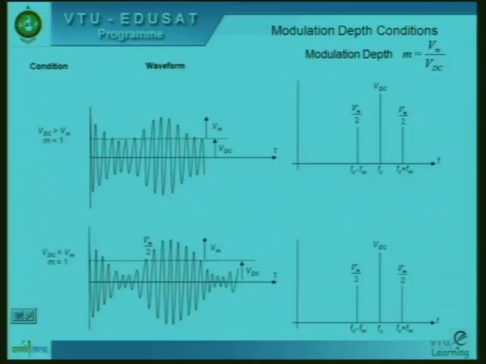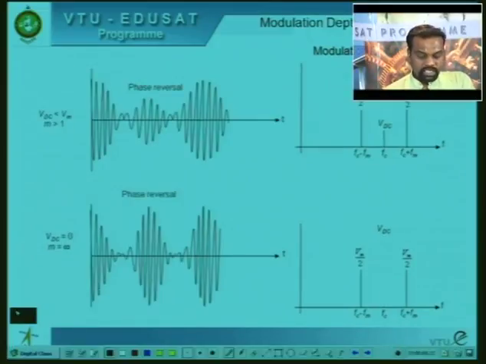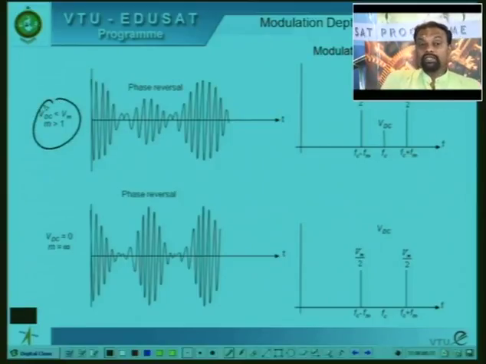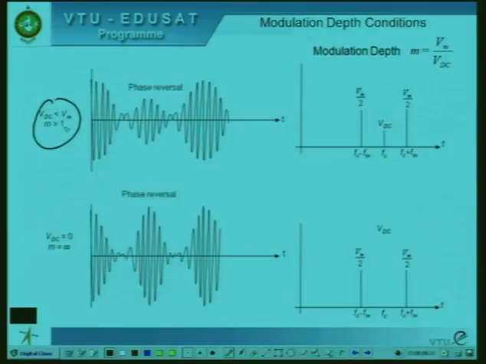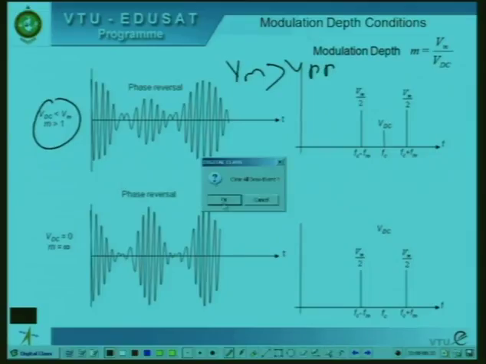Here what we understand is the modulation depth conditions. We know that modulation depth is Vm by VDC. Now assume the first condition, Vm by VDC is less than 1, or M is greater than 1. If M is greater than 1, then Vm is going to be greater than VDC. Sorry for this, let us go back.